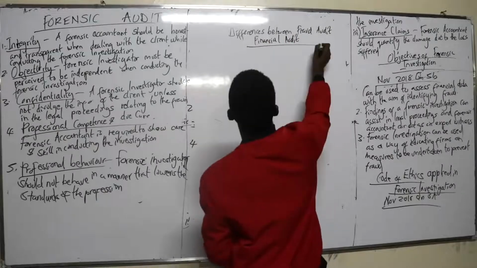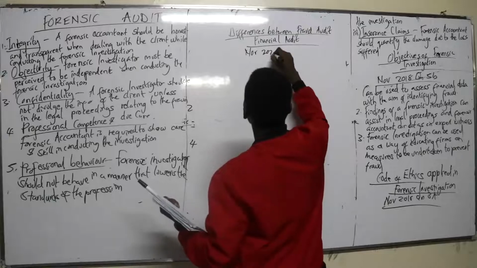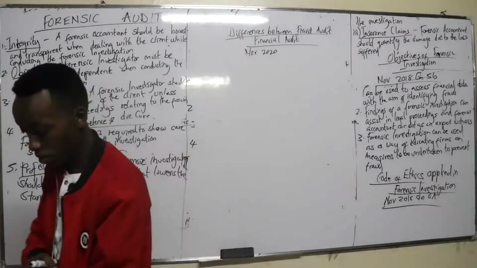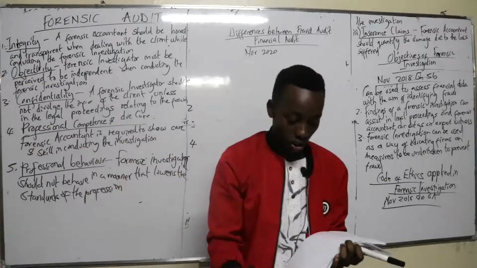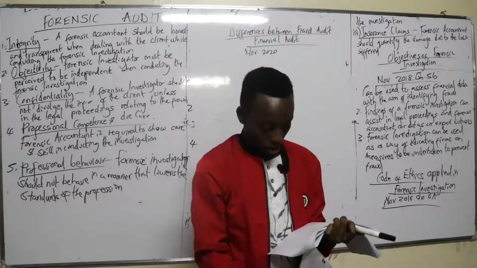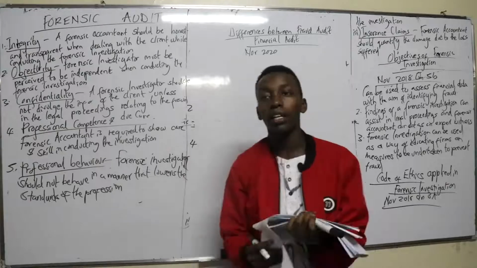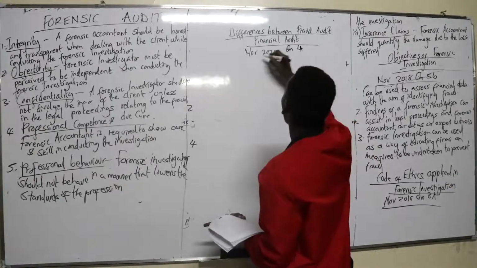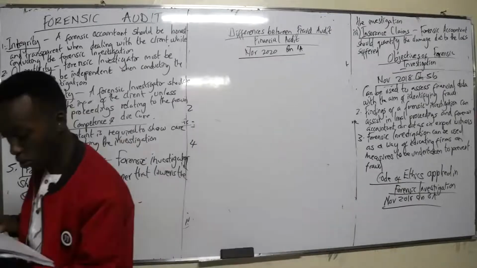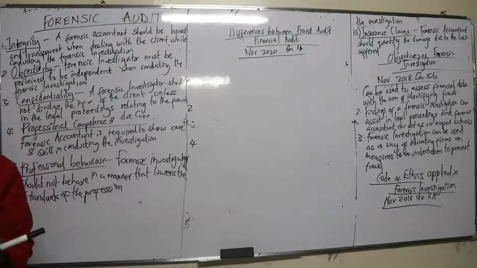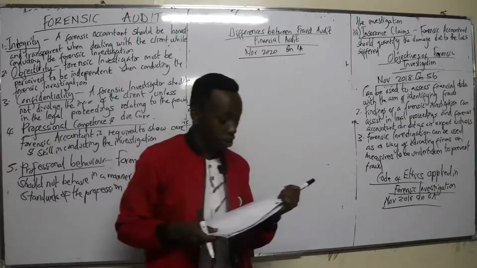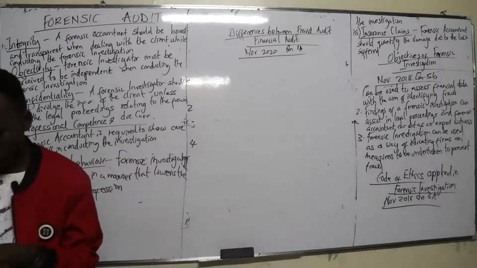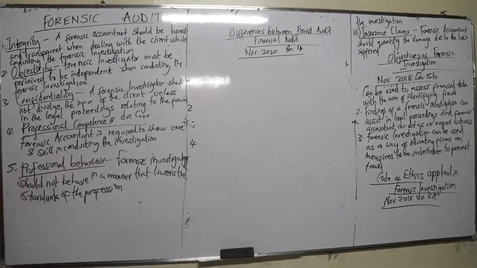In this case, you can look at November 2020, question number 1A. You are told some institutions have questions why financial auditors do not detect more frauds. The truth, however, is that the process of financial audits is different from that of fraud audits. So explain 4 focus areas of fraud audits that distinguish them from financial audits.